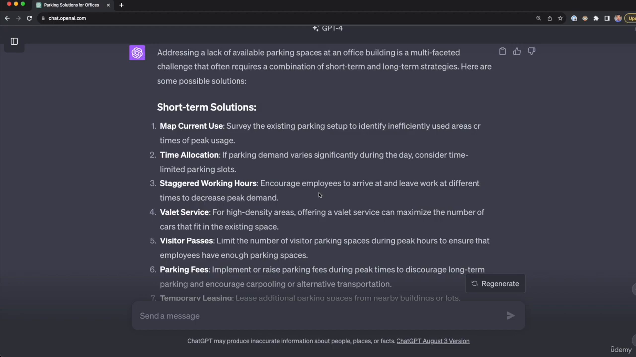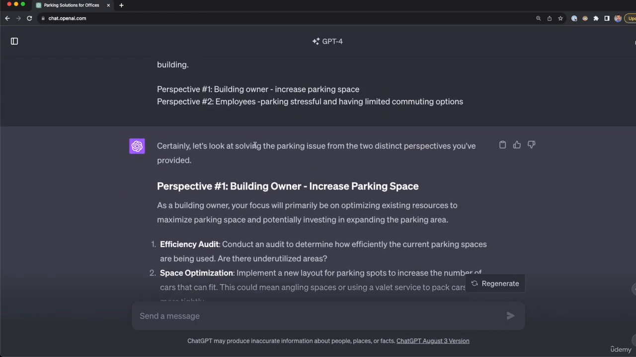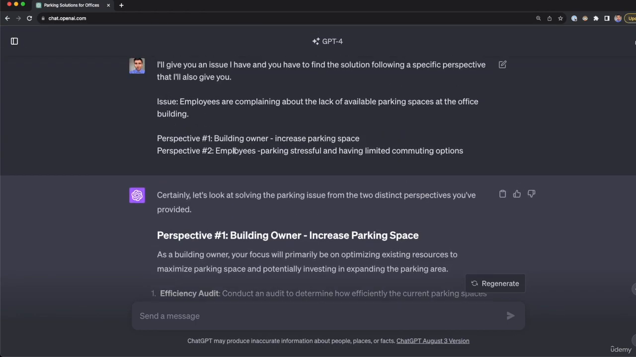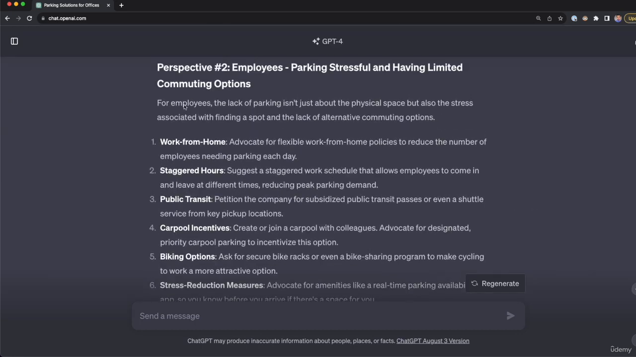So as you can see, if we didn't provide the perspective number 2, the employee's perspective, we wouldn't get these suggestions. And that's the cool thing about the perspective prompting. The more perspective we give to ChatGPT, the more alternative solutions we get, and the more chances to find the best solution to our problem.